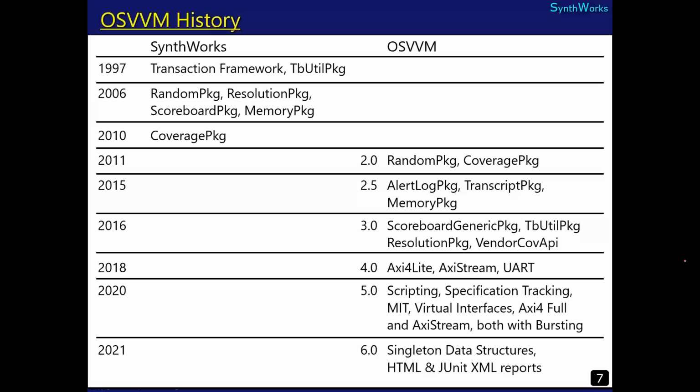In 2021, we evolved how we do the bursting a little bit because we added the singleton data structures. That was a big, big add, and it allows you to use these as a normal procedure and function call API. All right. And this year is when we added the HTML and JUnit XML reports. So if you haven't seen the reporting recently, you're going to see it today. I'm really excited to show it to you too.